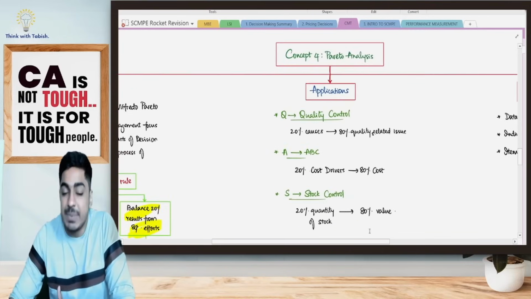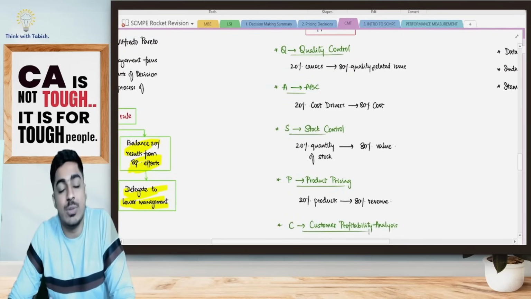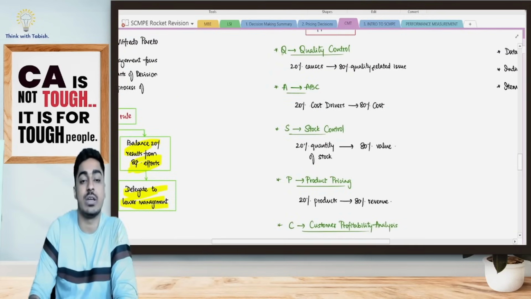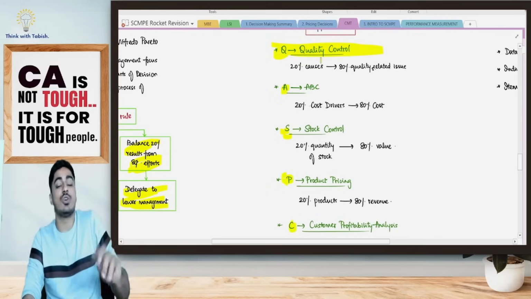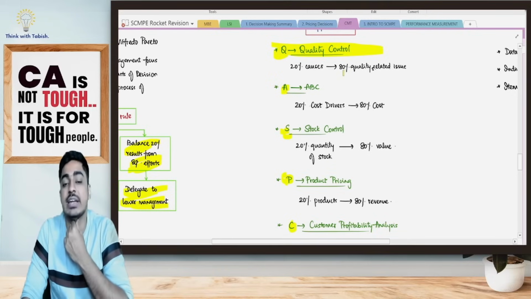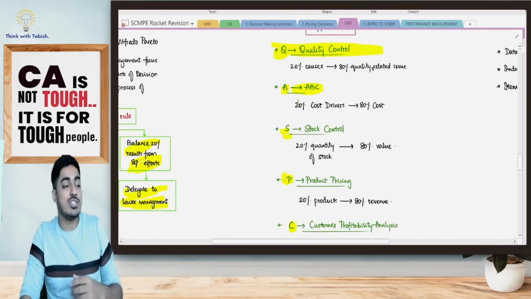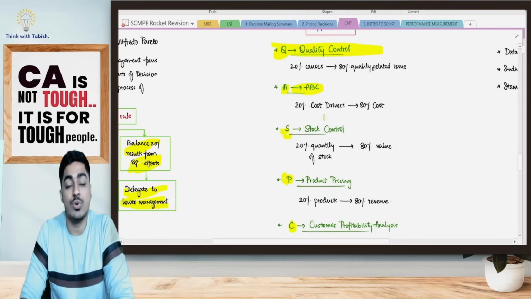Now, areas of application. There are 5 applications, students. I've given you a mnemonic, Q&A session with Priyanka Chopra. Q stands for quality control. 20% of quality issues are leading to 80% of quality related problems. A stands for activity based costing. 20% of your cost drivers are contributing to 80% of your overhead cost.